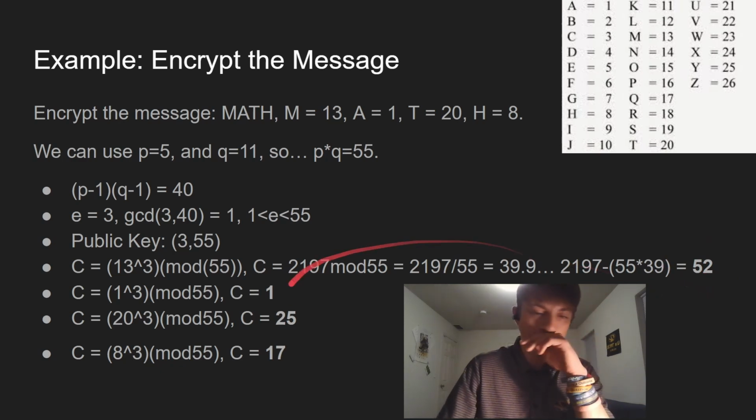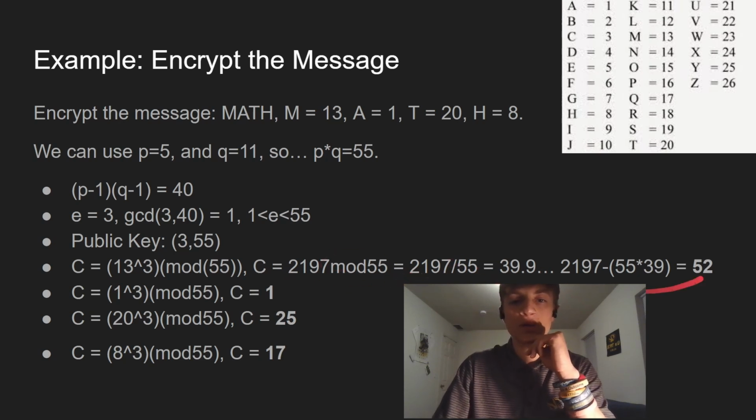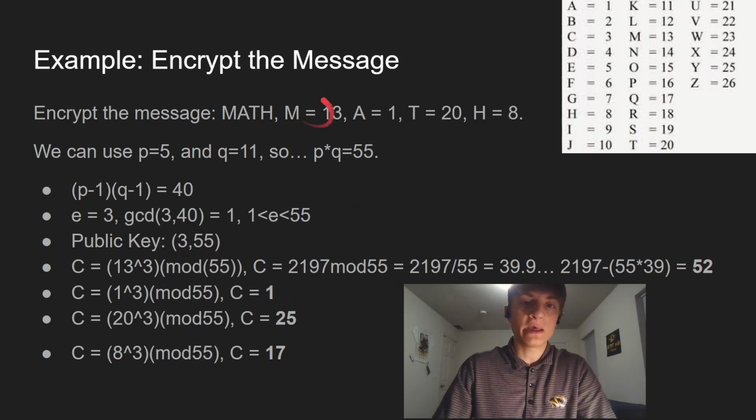So this is your process of finding your a mod m, and so this is our a and this is our m from our definition. Once you define your values, you divide a by m, and then take the whole number, multiply it by m, and subtract the product from a, and then the remainder is your ciphertext. So M, 13, becomes 52 with our public key of 55, 3.